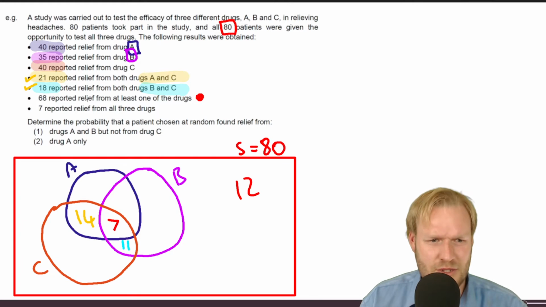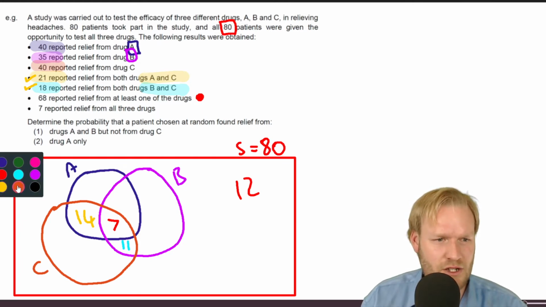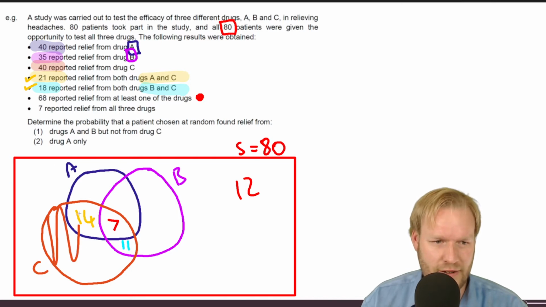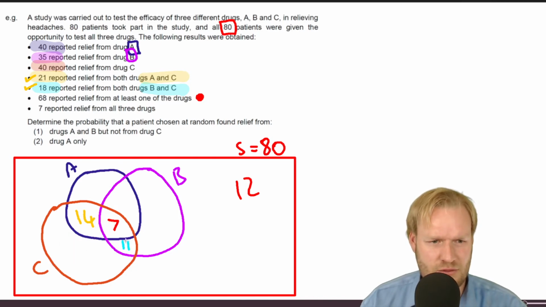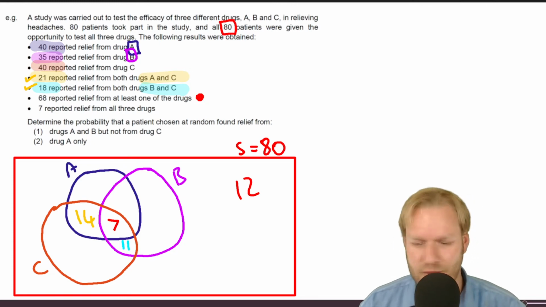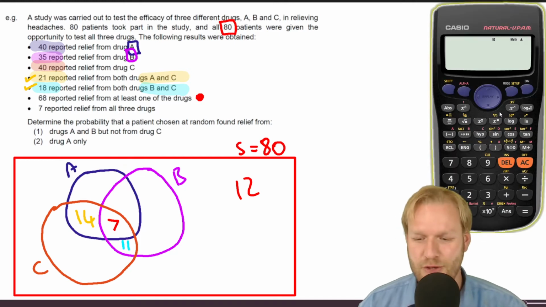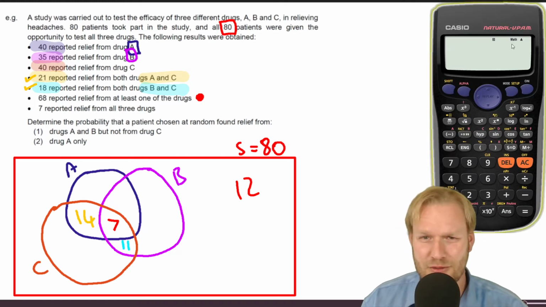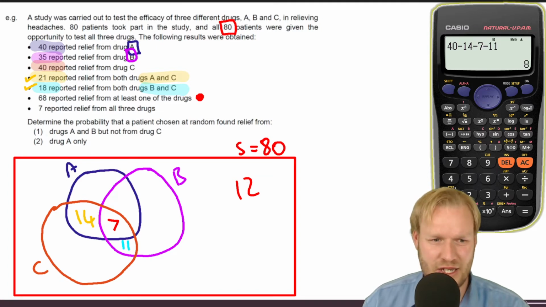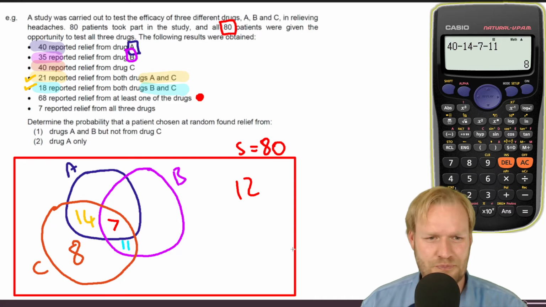Now, other bits of information, well, 40 reported from drug C. That's useful because this whole orange block here is 40. Well, we got all the other bits. Those seem like way too big numbers for me. So, somewhere over here, calculator. There we go. Only works when it's got the magical sound. So we've got 40 altogether, 40 minus those 14, 7, and 11. So we've got 8 left in this little corner over here.